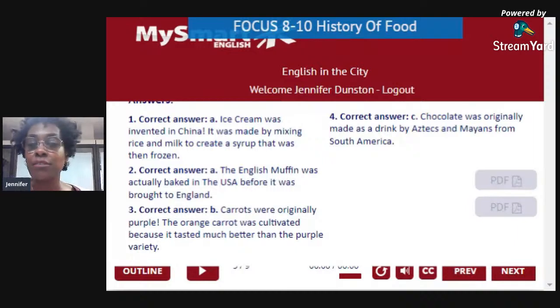The correct answer for number 4 is C. Chocolate was originally made as a drink, so not as a chocolate bar or those little pieces that you find in the shops, but it was actually a chocolate drink made by Aztecs and Mayans from South America. So we know that the Aztecs and Mayans were concentrated in the Mexican area before Mexico was Mexico.